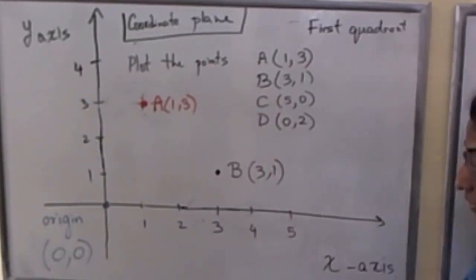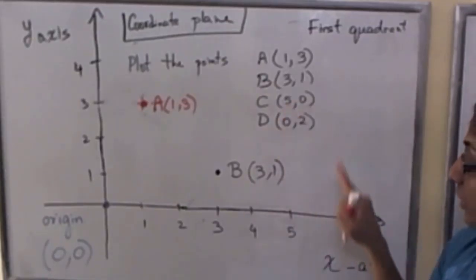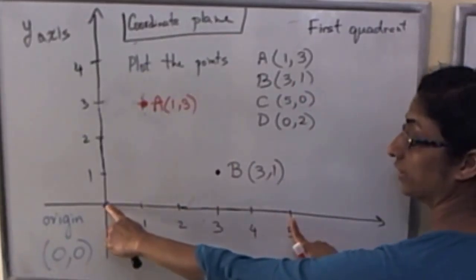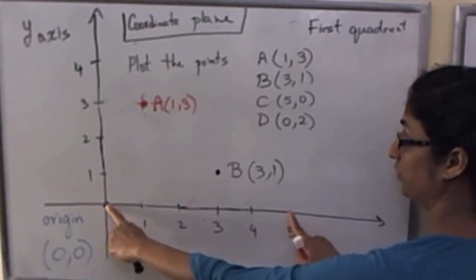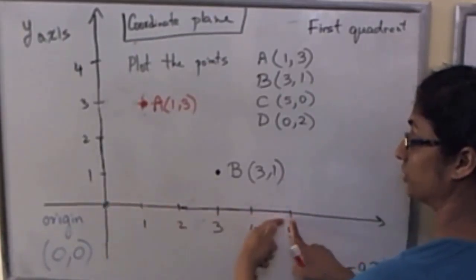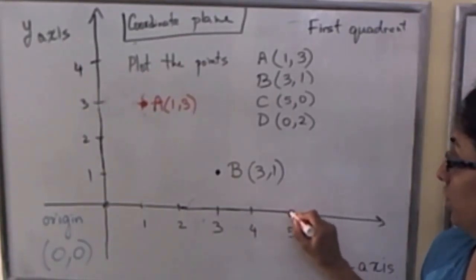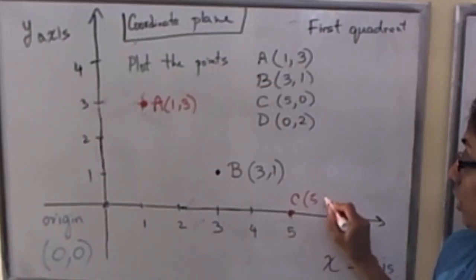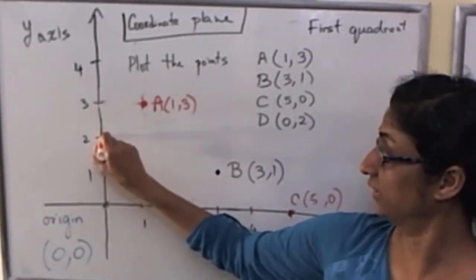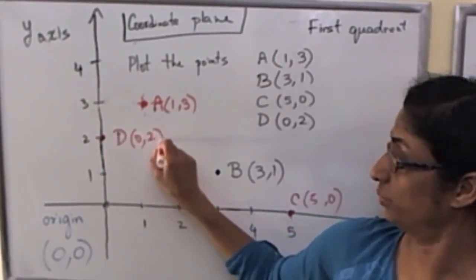And now let's look at C. Where is C? The x coordinate is 5, so we look for that 5 here. The y coordinate is 0, we look for that number there. So through 5 we draw a vertical line. Through 0 we draw a horizontal line. Where do they meet? They meet exactly here. So this point's coordinates are (5, 0). Do a similar exercise and you'll see that this point is D, or (0, 2).